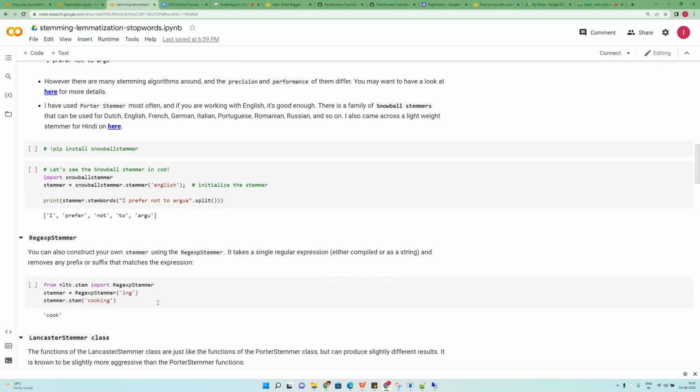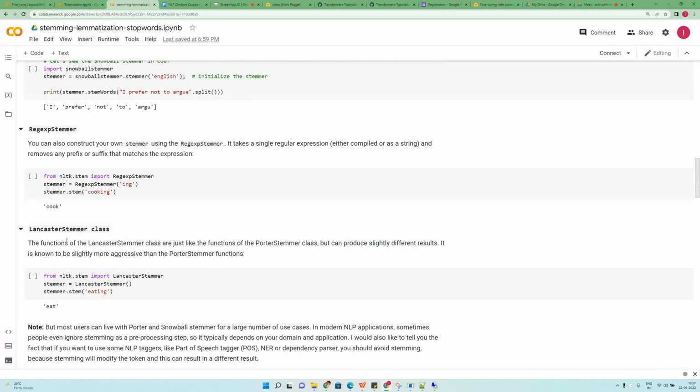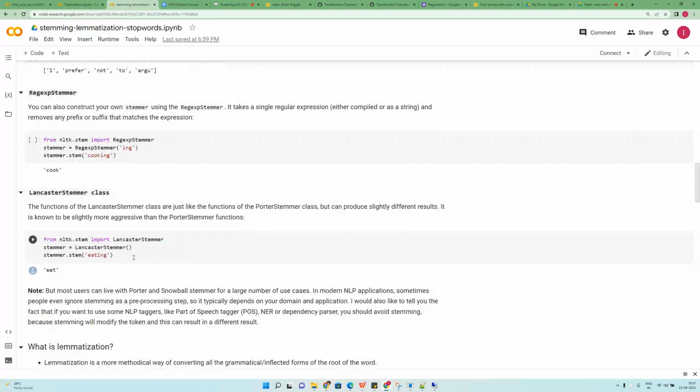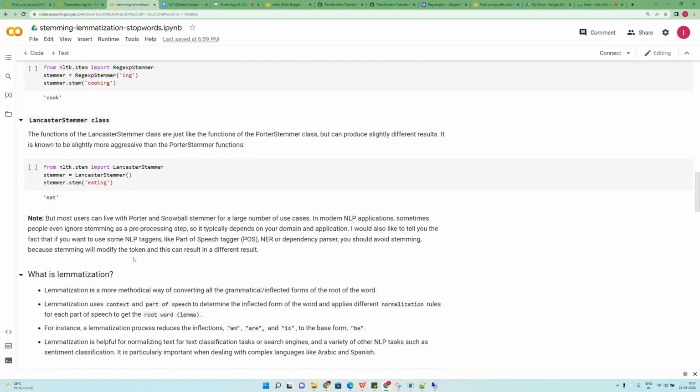Okay. With a regular expression stemmer, you just remove the ing and that kind of stuff. It takes a regular expression and removes any prefix or suffix of the word that matches the expression. So you can have your own expression, and use the regular expression stemmer to stem words. So cooking is converted into cook. And Lancaster stemmer: the functions of the class are just like those of Porter stemmer, but it can produce slightly different results and is known to be slightly more aggressive than Porter stemmer. Aggressive in the sense that it may be too strict while converting every word to its stem word.